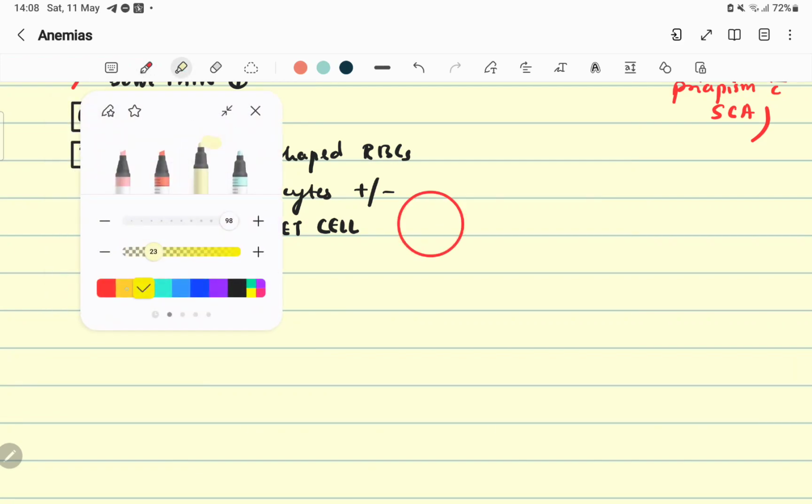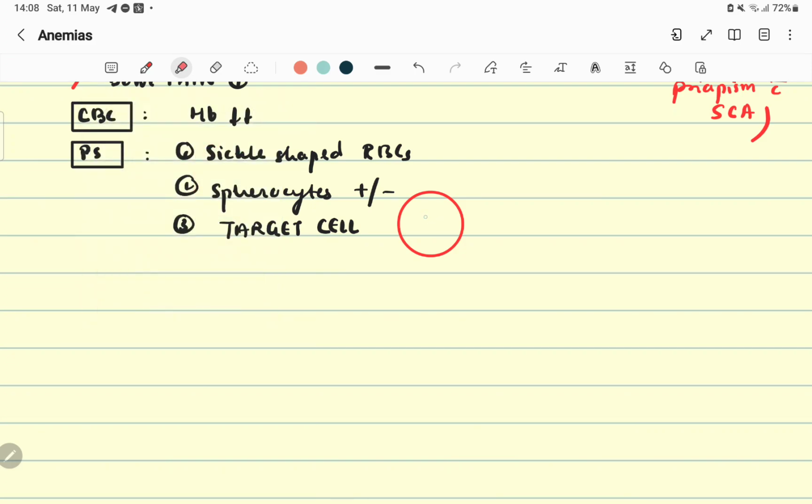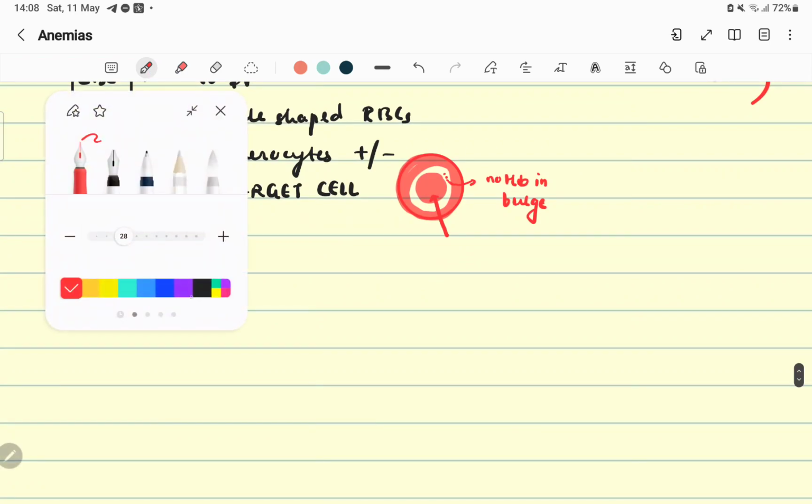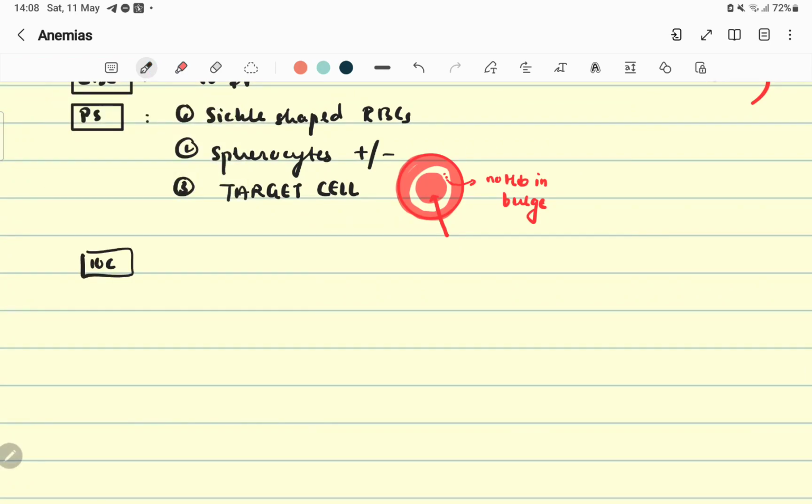Let's say this is the RBC, and in the target cell, the hemoglobin will be present like this. Let me make it less thick. In this peripheral part, in the bulge part, there is no hemoglobin, but there is hemoglobin inside. So this is a target cell. You can see the targets, the dart targets. And the investigation of choice is hemoglobin electrophoresis.